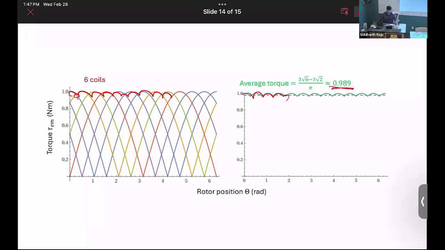The second problem, the first problem was what Jonah mentioned. Every time we interrupt the current, or every time the coil changes from one set of coils to the other one, we are interrupting the current, which is going to be a disaster. So this is not how we'd wind an actual motor.